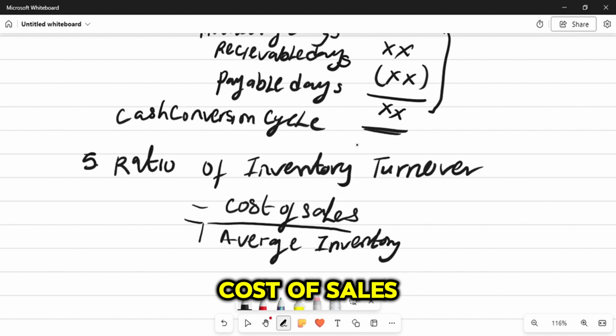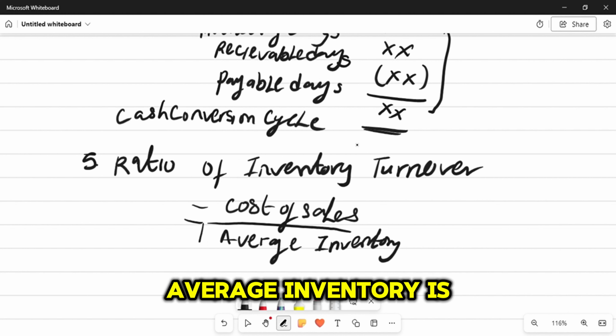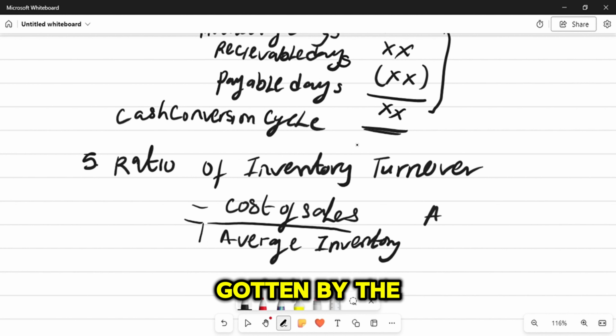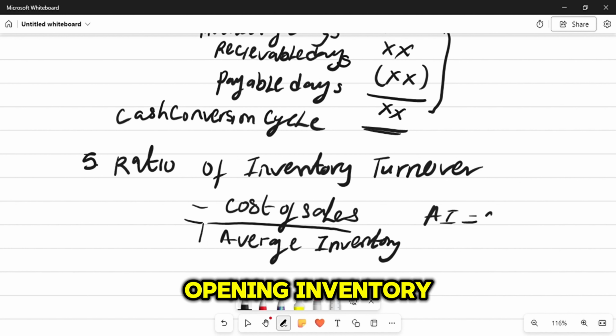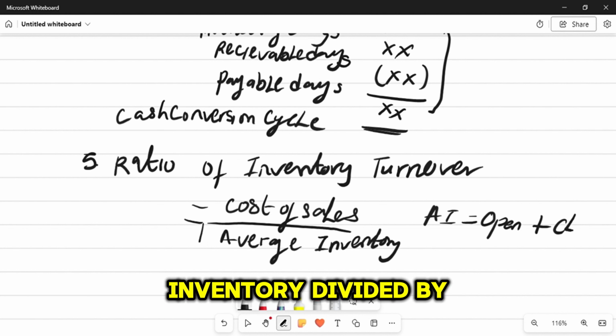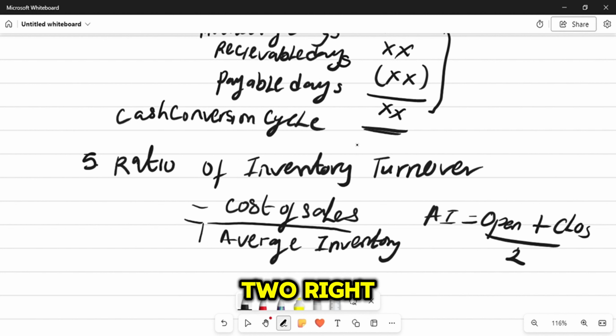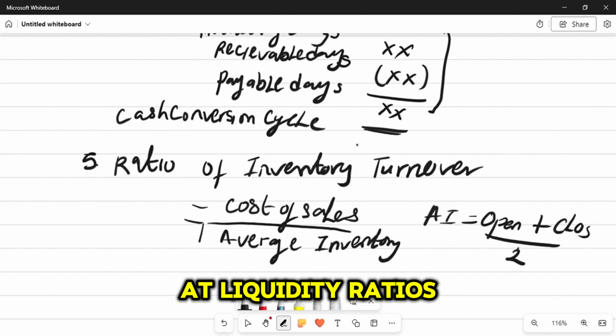And this is cost of sales divided by the average inventory. And average inventory is gotten by the opening inventory plus the closing inventory, divided by 2. Right, so that's clear. So next we're going to look at liquidity ratios.